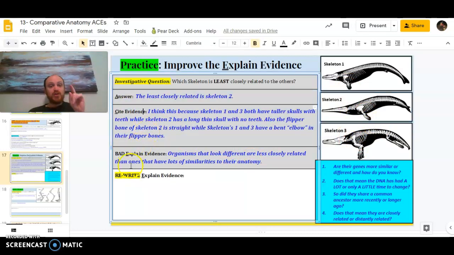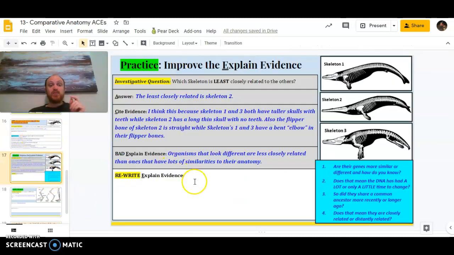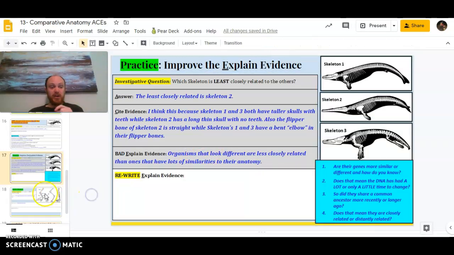I want you to rewrite my bad explain evidence. I just wrote organisms that look different are less closely related than ones that have lots of similarities to their anatomy. What? That's not specific enough. That's too general. So will you please use the flowchart, use these sentence starters over here, and practice writing, rewrite this explain evidence, rewrite it well. Take your time, make it good.